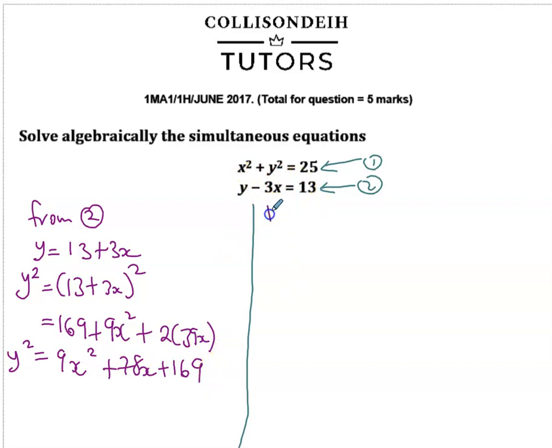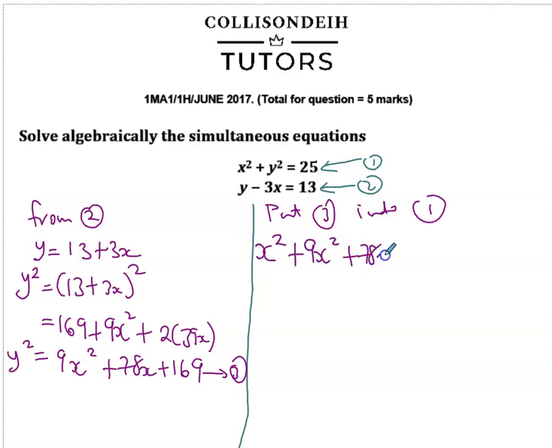It is this that we will now substitute into our equation one. So let's call this equation three. We're going to put three into one, and that would give us x squared, add 9x squared, add 78x, add 169, and don't forget all of that equal to 25. Now we can see a quadratic equation emerging in one variable, which is x. Hence we want to rewrite it to be of the form ax squared plus bx plus c equal to 0 so that we can solve it.